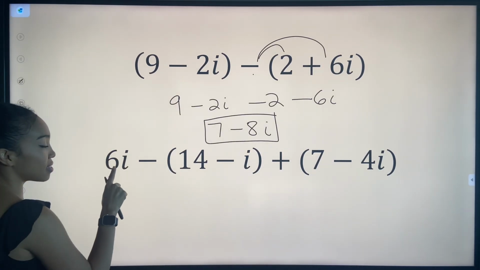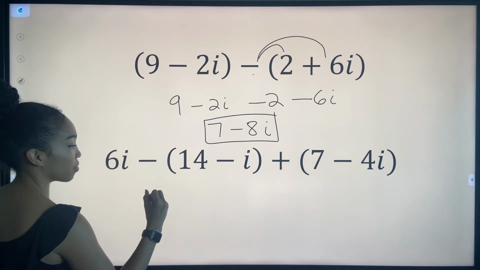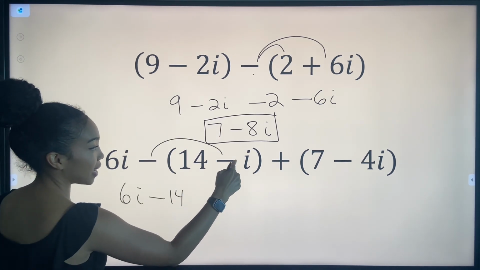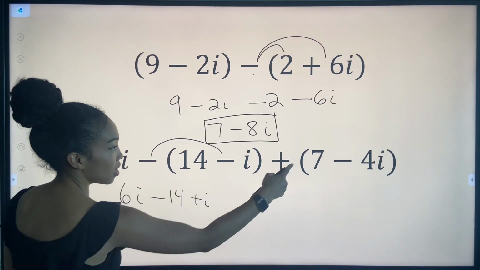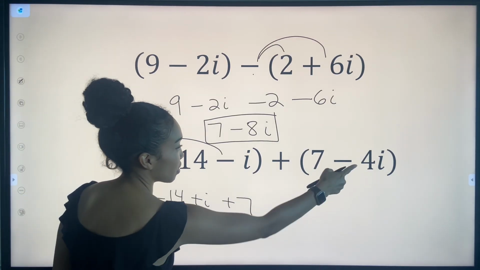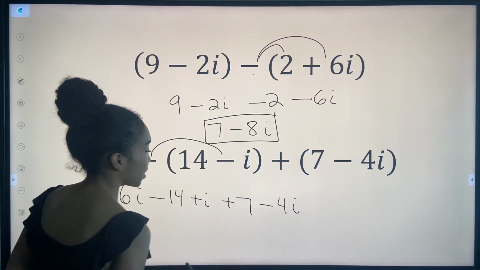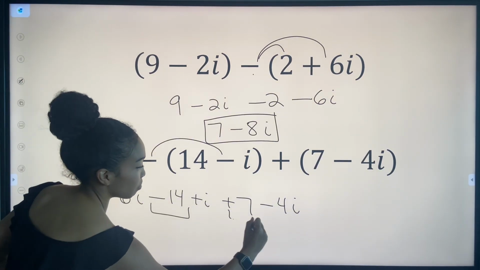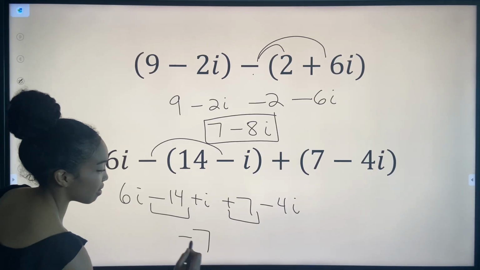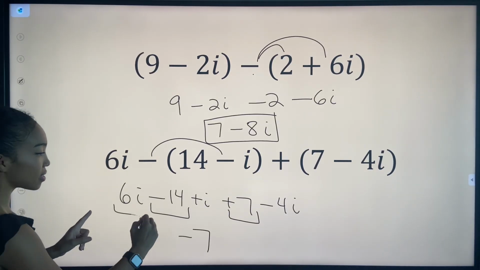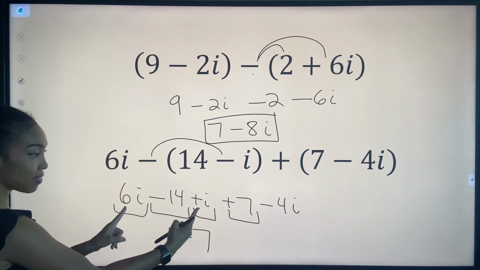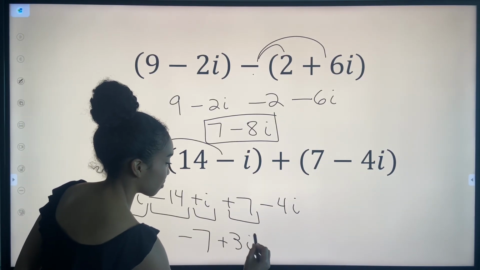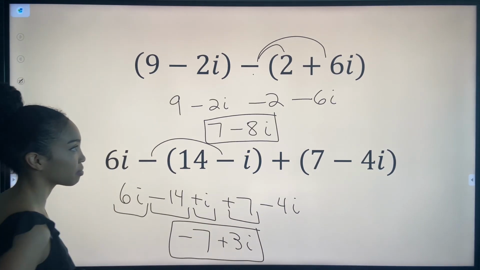This says 6i minus 14 minus a negative i, which is a plus i, plus 7, and then a minus 4i. We're going to combine all the real parts. So negative 14 plus 7 is negative 7. 6i plus i is 7i, minus 4i is 3i. So this would be your answer.